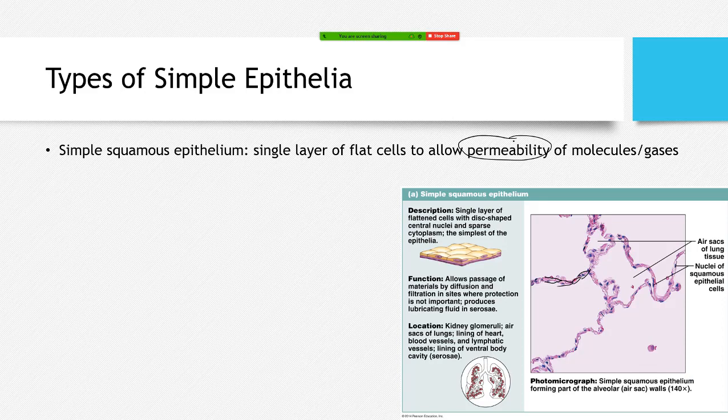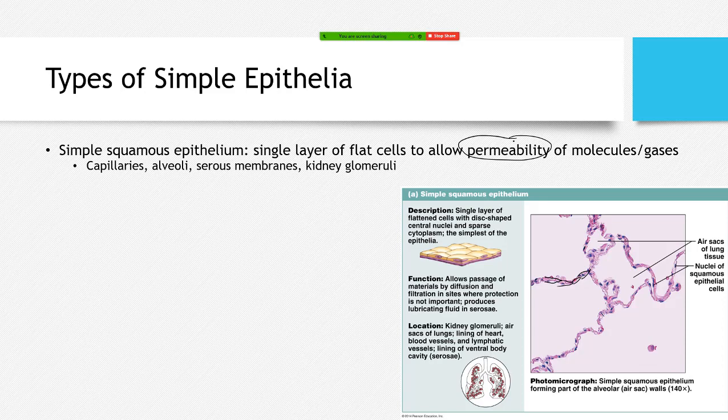Out of all the different shapes that we learned, right, whether it's squamous, cuboidal, or columnar, which one would be easiest to pass through between those three shapes? Very good. It would be squamous, right? If you think about it, it's the thinnest of all three shapes. So this will be the easiest out of all the simple epithelium to be able to pass through.